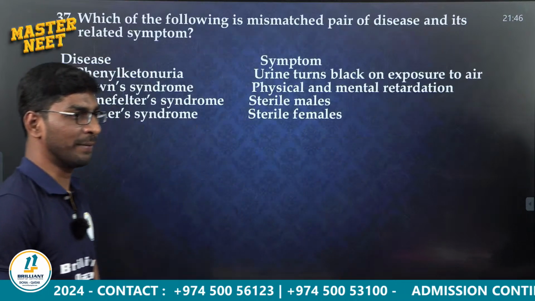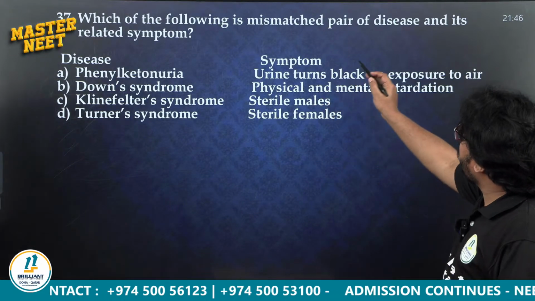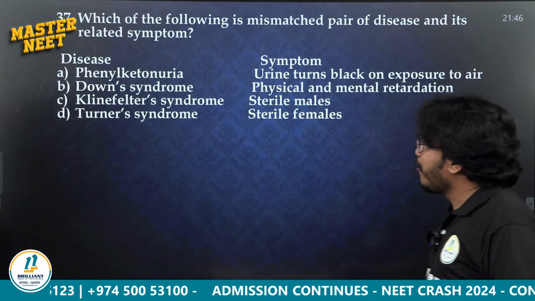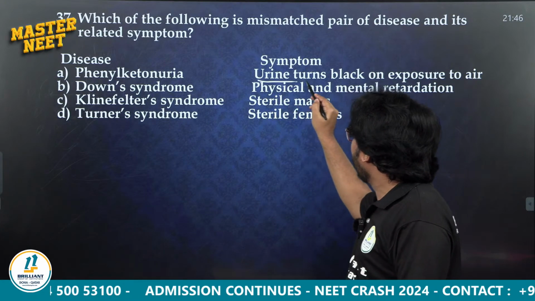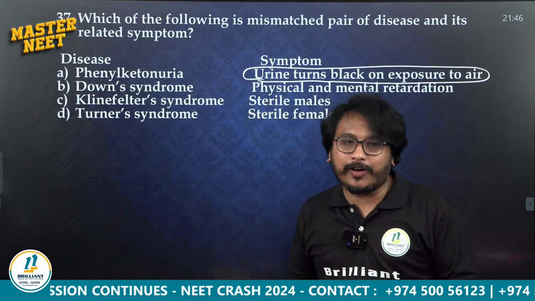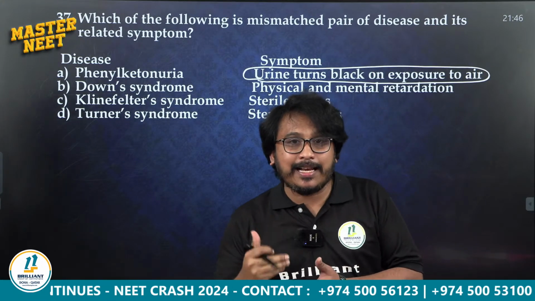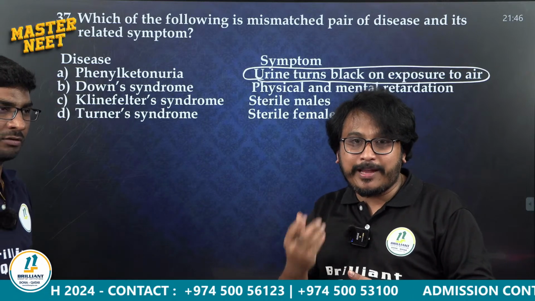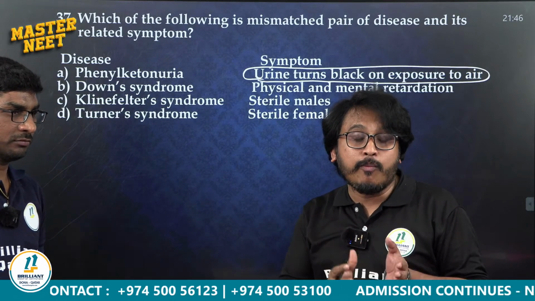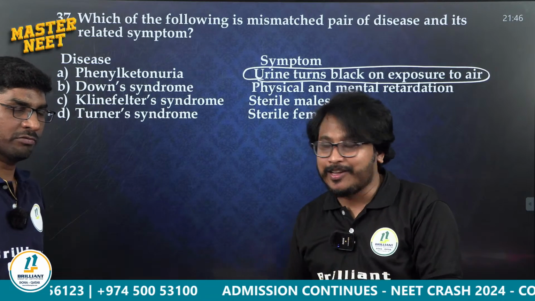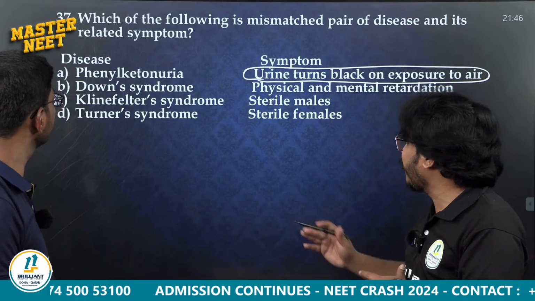Next question. Which of the following is a mismatched pair of disease and its related symptoms? Phenylketonuria, they have written urine turns black on exposure to air. This is another disorder which is not there in NCERT. Alkaptonuria. In that disorder only, the urine will have alkapton or homogentisic acid that can turn the urine black in color. So it's not a symptom of phenylketonuria.